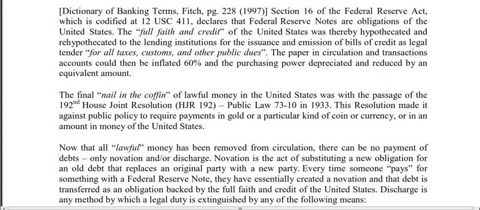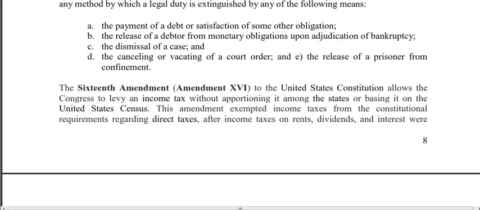Discharge is any method by which a legal duty is extinguished by any of the following means: the payment of a debt or satisfaction of some other obligation, the release of a debtor from monetary obligations upon adjudication of bankruptcy, the dismissal of a case, the canceling or vacating of a court order, and the release of a prisoner from confinement.